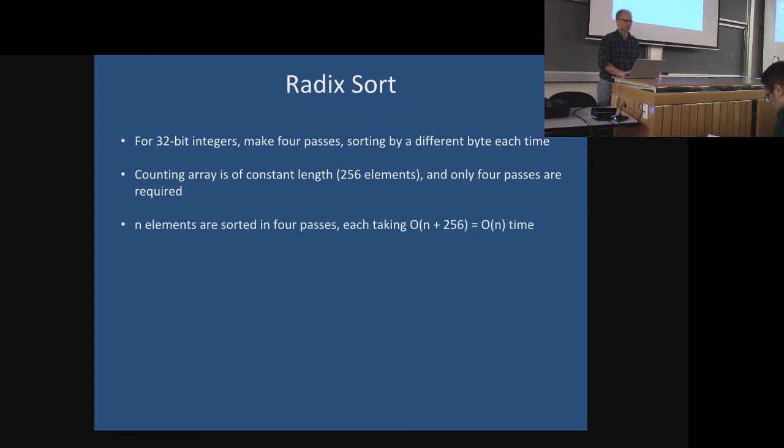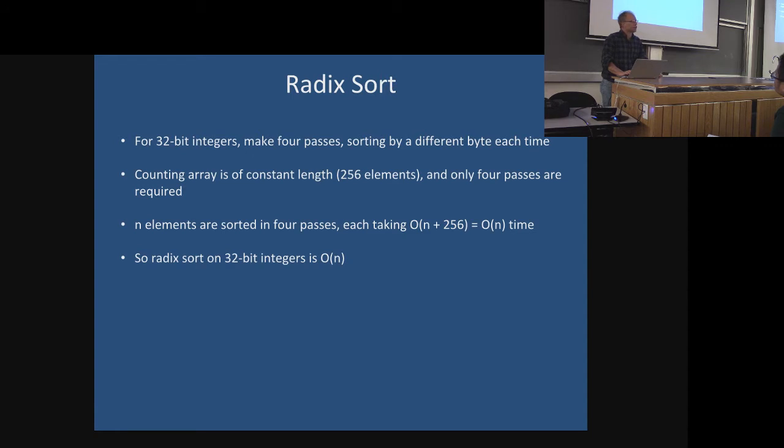Okay, so we got that. Each pass, there are only 4 passes. Each one is O of n, plus the 256 overhead, which is a constant. So for sorting fixed length integers, it's linear time. And if you time it, it's going to be faster than quicksort for large arrays.